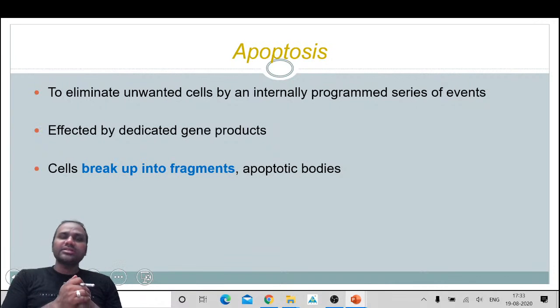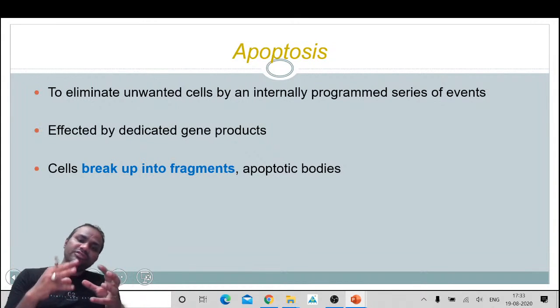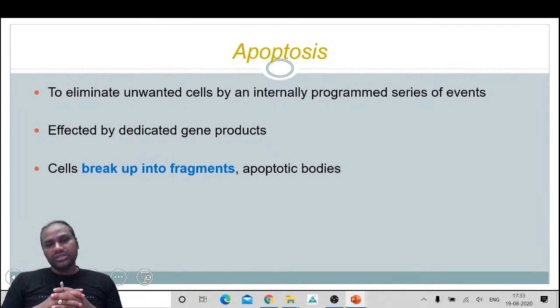Among the examples of necrosis, there is reperfusion injury. So in ischemia-reperfusion injury you can get necrosis. That's a very wonderful example of necrosis.